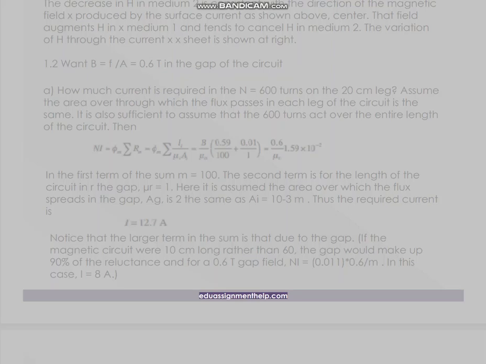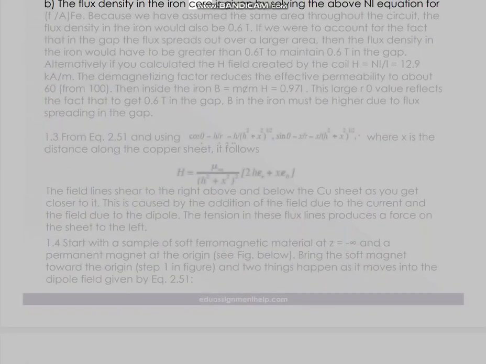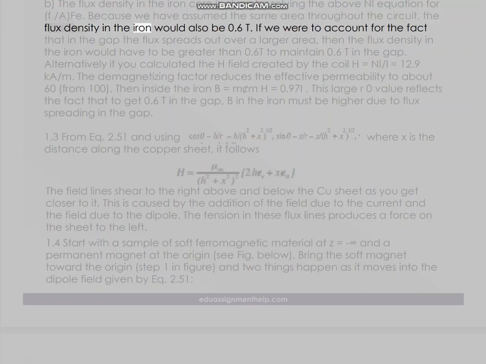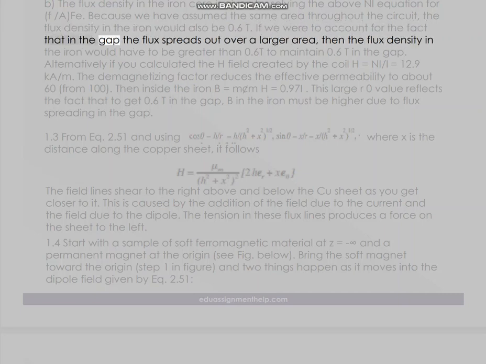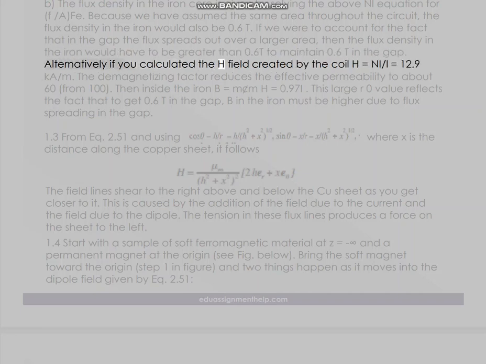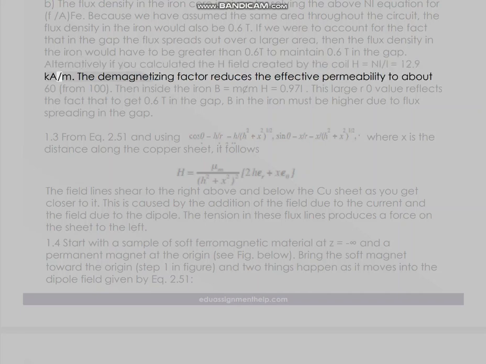B. The flux density in the iron core is given by solving the above Ni equation for Φ/A, Fe. Because we have assumed the same area throughout the circuit, the flux density in the iron would also be 0.6 T. If we were to account for the fact that in the gap the flux spreads out over a larger area, then the flux density in the iron would have to be greater than 0.6 T to maintain 0.6 T in the gap. Alternatively, if you calculated the H field created by the coil, H equals Ni/L equals 12.9 kA/m.